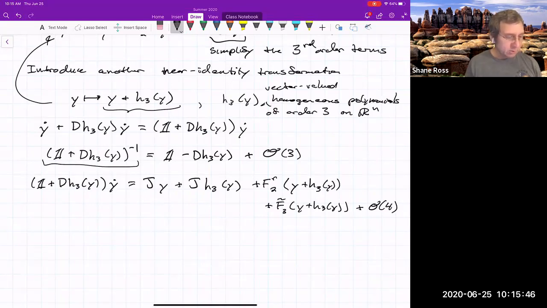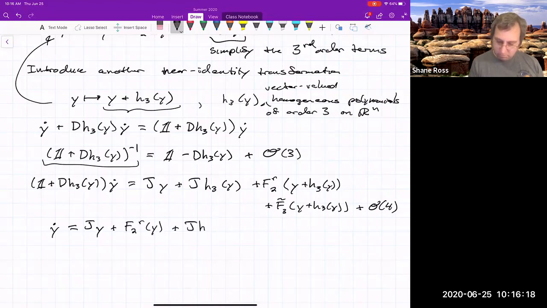and do the usual kind of thing. What do we get? We get y dot equals, and I'm going to skip steps. You could look in the book if you want to see this. J y plus F2(y) plus F3(y) plus things of order 4.